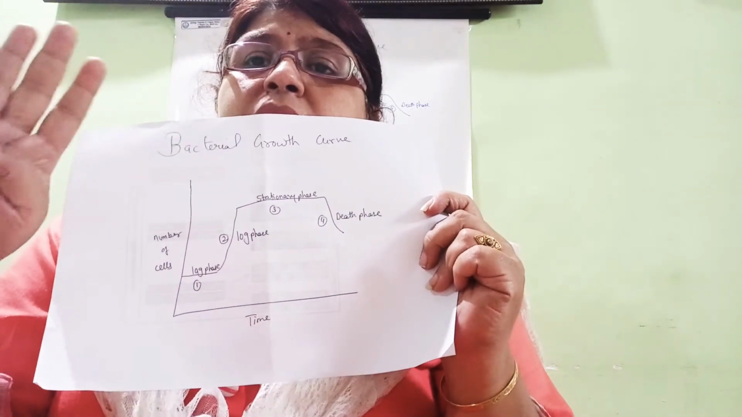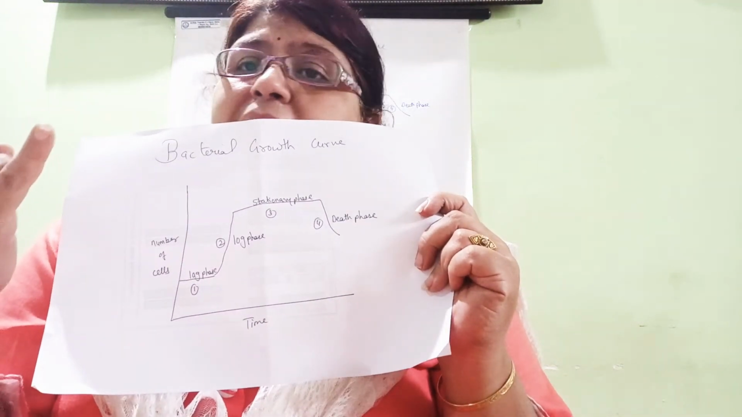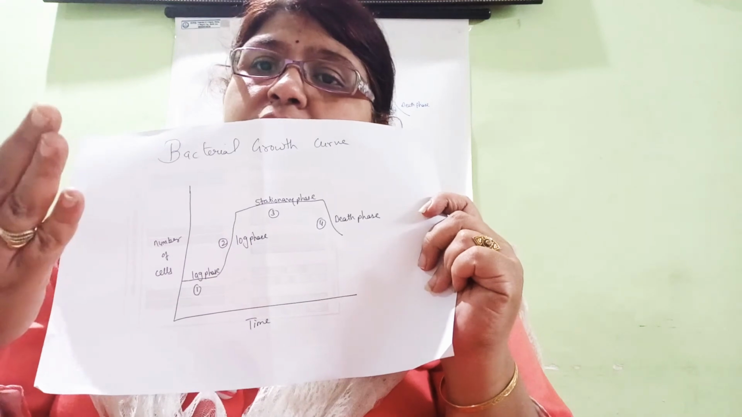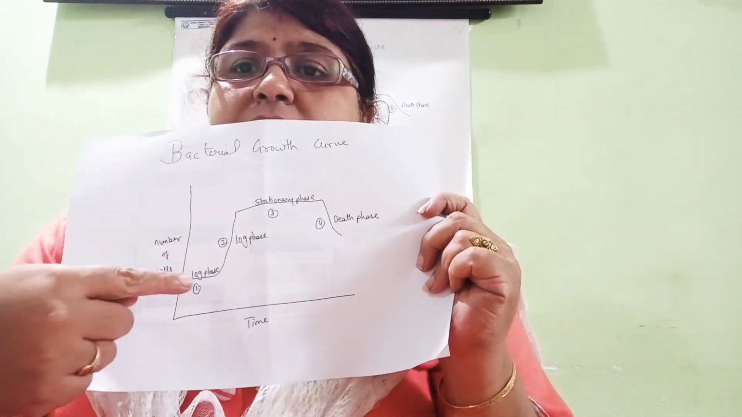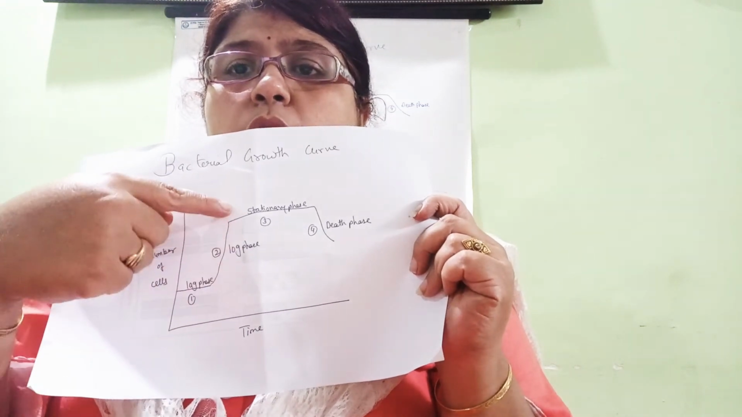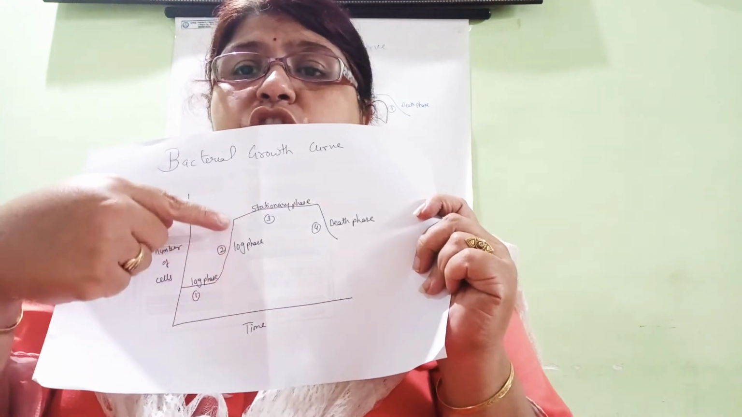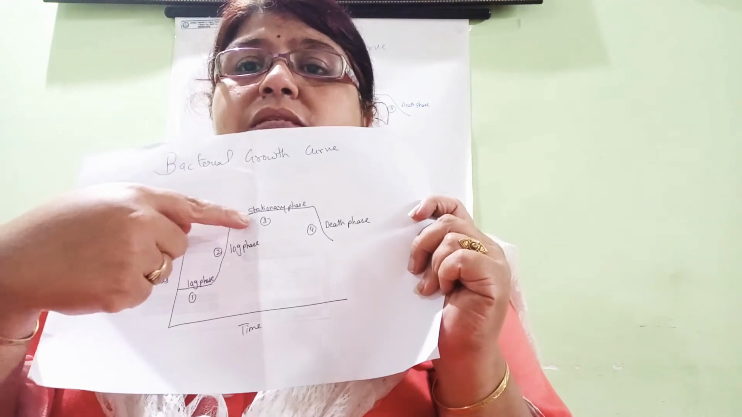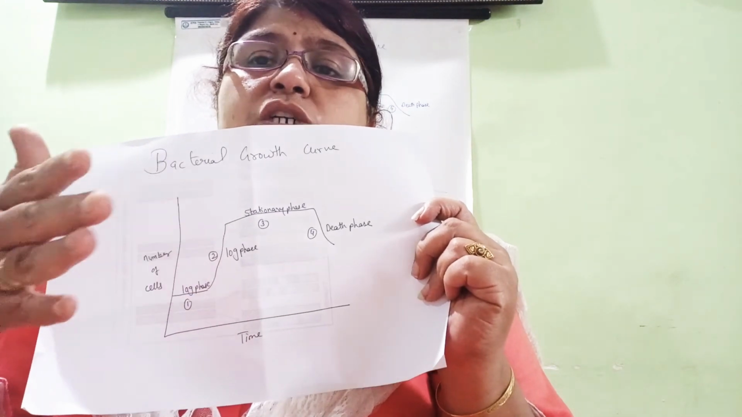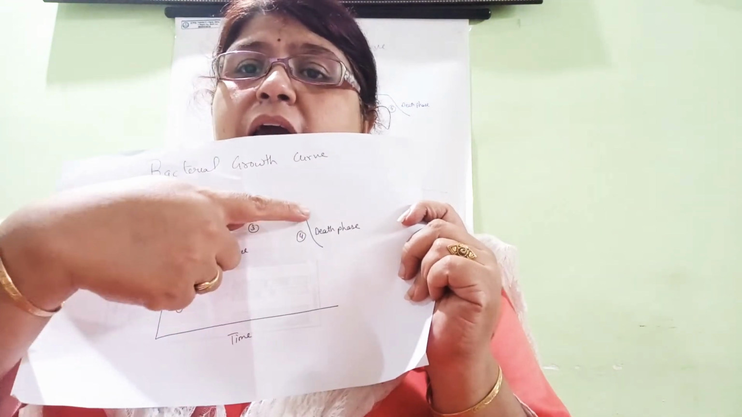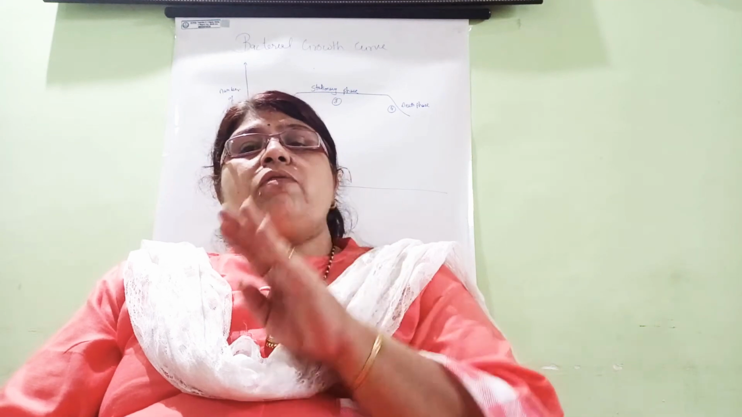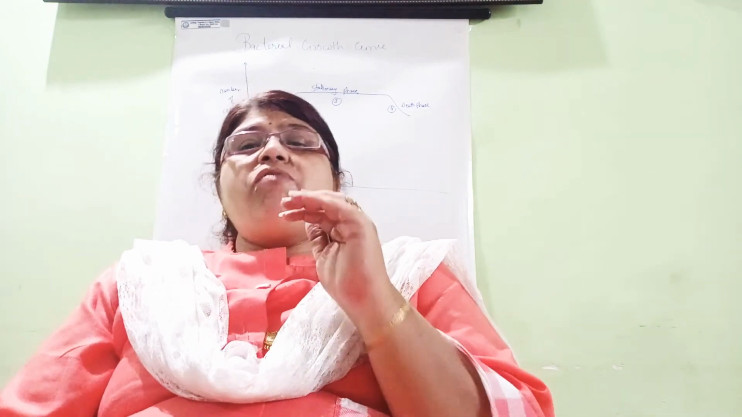So you should remember these four phases: lag phase, second one is log phase, third one is stationary phase, and fourth one is death phase. This is lag phase, where there is no increase in the number of cells. This is log phase, where there is an exponential increase in the number of cells. This is stationary phase, where there is a balance between the number of cells being reproduced and the number of cells dying. And fourth one is the death phase. Now, in detail, we will see the difference between these four phases.